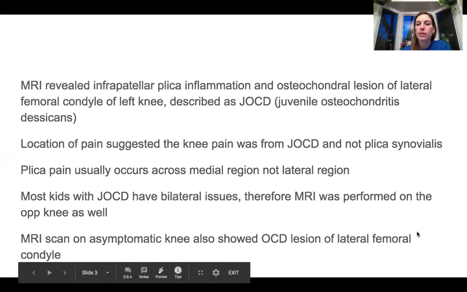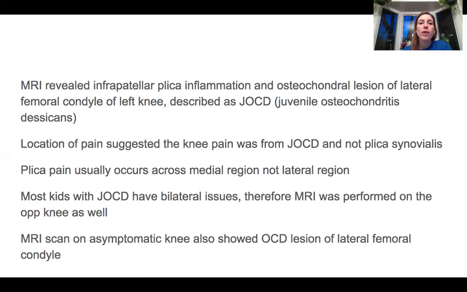The MRI revealed infrapatellar plica inflammation and an osteochondral lesion of the lateral femoral condyle of the left knee. This is described as juvenile osteochondritis dissecans. The location of the pain is important here because it suggested that the knee pain was from JOCD and not plica synovialis, because plica synovialis usually occurs across the medial region, not lateral. So that was a significant finding.